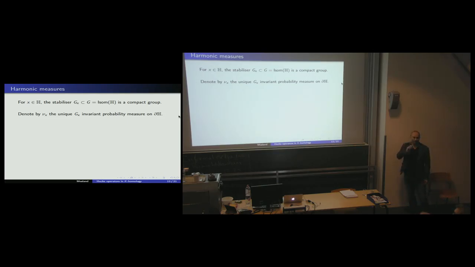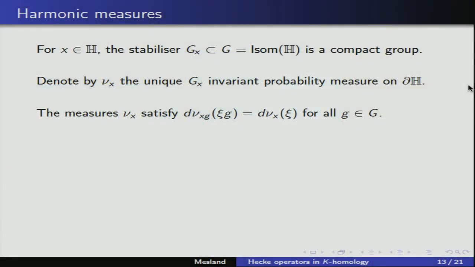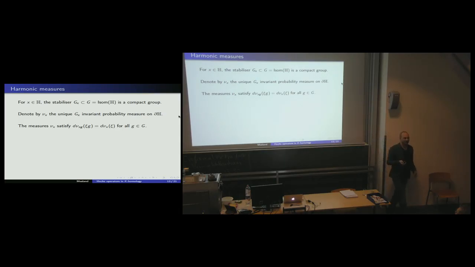So I get, for each point in the interior space, a measure on the boundary. So I have a field of measures, and they interact very well with the group. These are called the harmonic measures, and the field satisfies this kind of invariance condition. If I take the measure associated to a translated point gx, I get a translate of the measure by the same group element. So this is a nice invariance condition, which is quite powerful for this kind of thing.